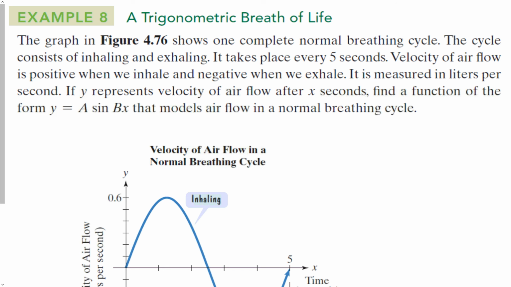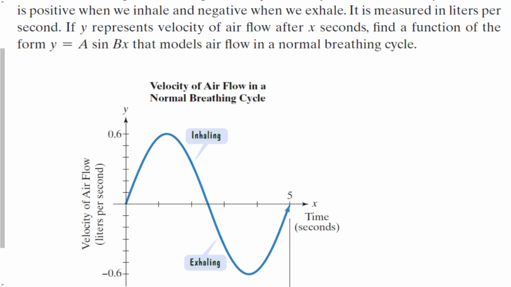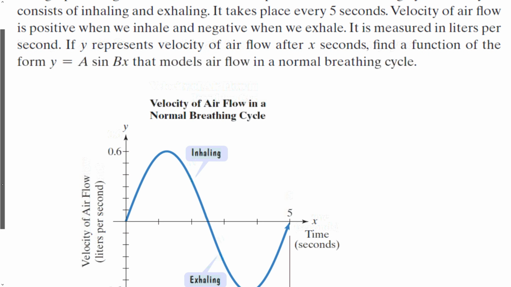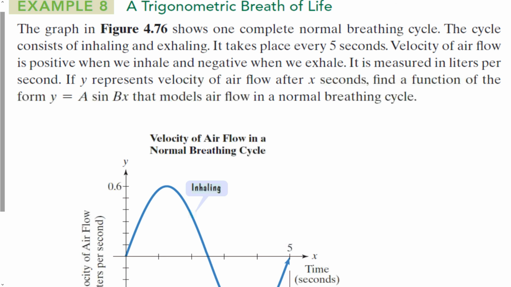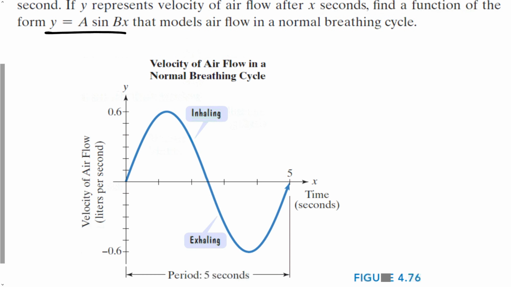So here's a graph. Here's our graph down here, right? This shows one complete breathing cycle. The cycle consists of inhaling and exhaling. It takes place every 5 seconds. It's positive when we inhale, negative when we exhale. It's measured in liters. It represents velocity, and so on. We're going to make a formula that does this from this picture.